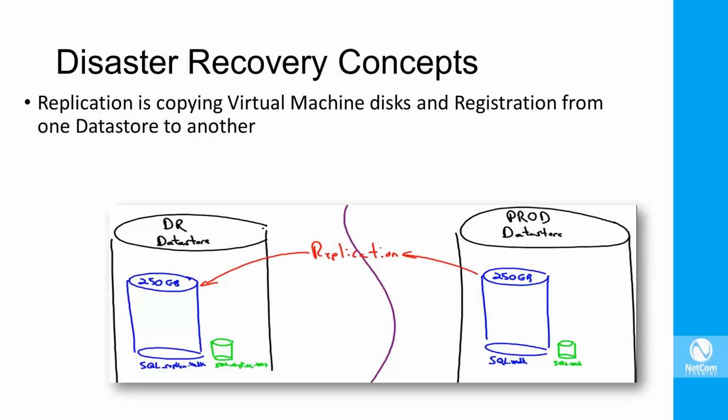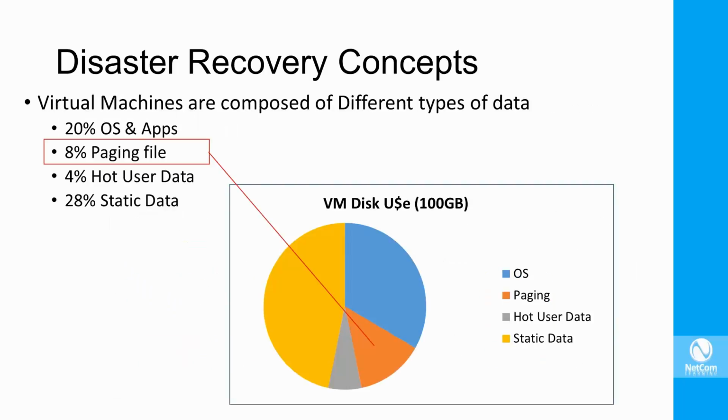Once the files have been replicated from the production site, sometimes known as the protected site, to the DR site, theoretically, you have a viable virtual machine replica. It's not quite so simple, though. Virtual machines are composed of very different types of data, and no two VMs are alike.